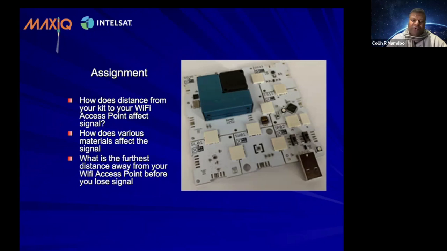And then also, if you can, share with me what is the furthest distance away from your Wi-Fi access point that any of you can get before you lose signal? So we could think of it as kind of a competition, right? Let's see, and you need to have some sort of evidence to show us that you're able to communicate from a certain distance. So think about how you are going to carry out the experiment, and how you are going to capture the evidence. Many different ways of doing this.